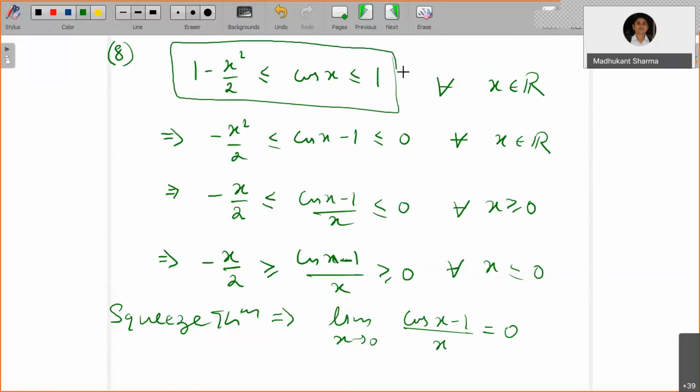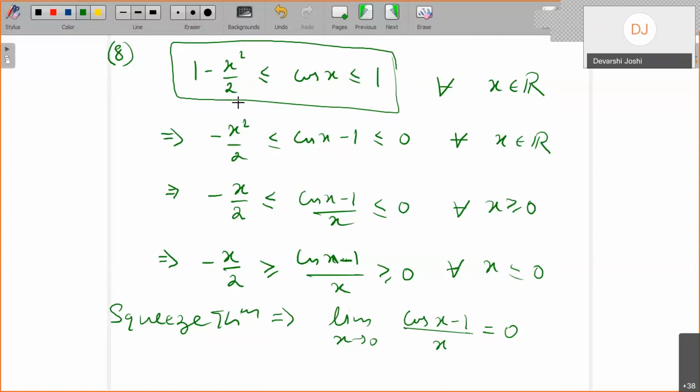You're talking about this one? Are you talking about this one? Yes, sir. He said that we took 1 minus x square by 2 less than cos x. We could have taken something else, like 1 minus x square, 1 minus x cube. Why 1 minus x square?